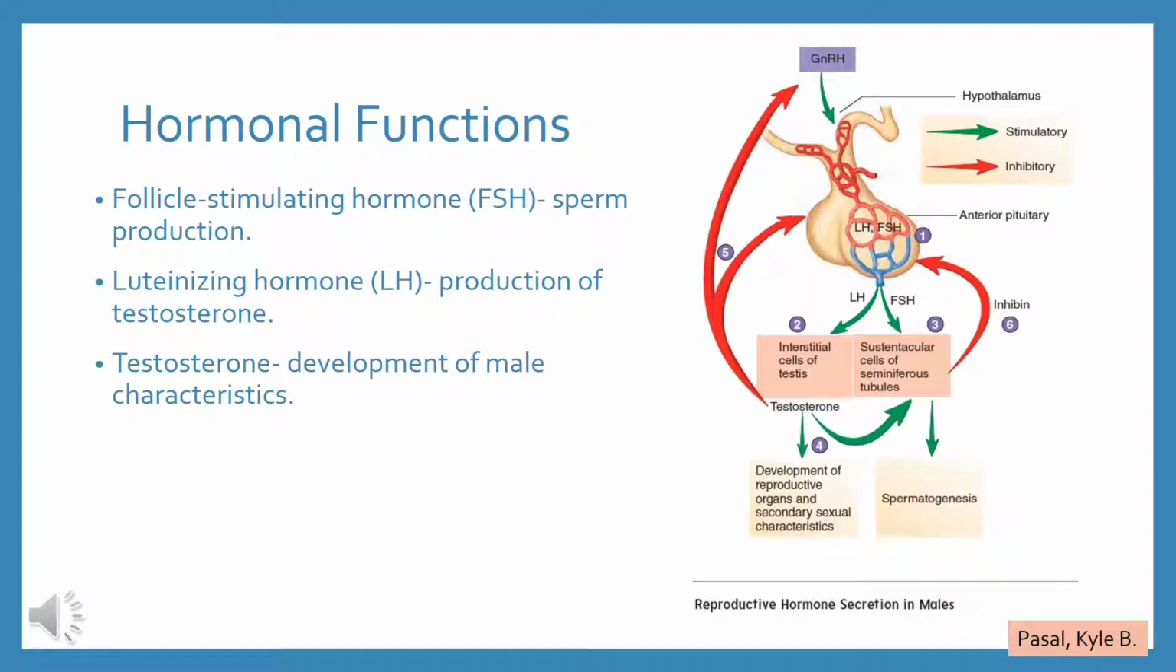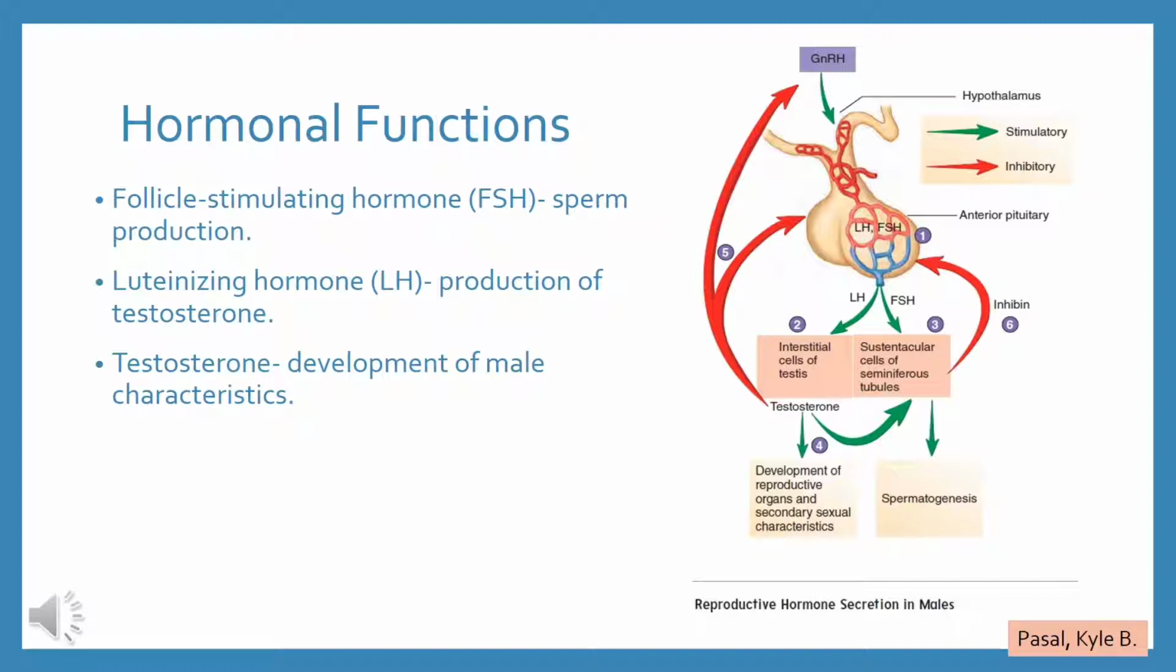This illustration shows the regulation of reproductive hormone secretion in males. First, the gonadotropin releasing hormone from the hypothalamus stimulates the secretion of luteinizing hormone and follicle stimulating hormone from the anterior pituitary. Second, LH stimulates testosterone secretion from the interstitial cells. Third, FSH stimulates sustentacular cells of the seminiferous tubules to increase spermatogenesis and to secrete inhibin.